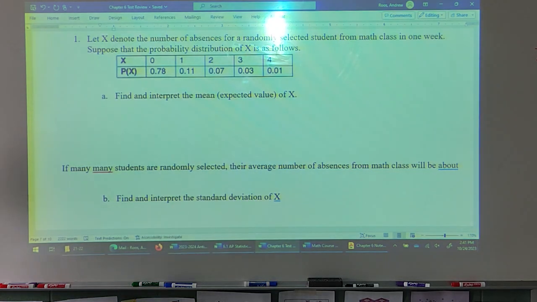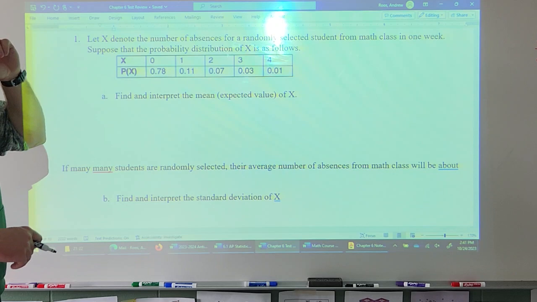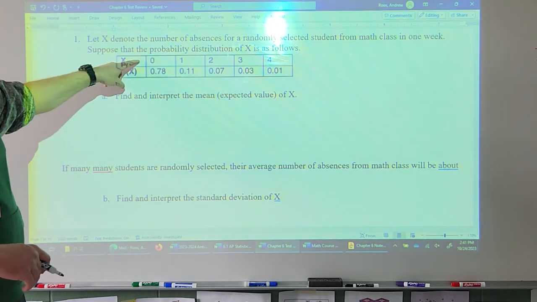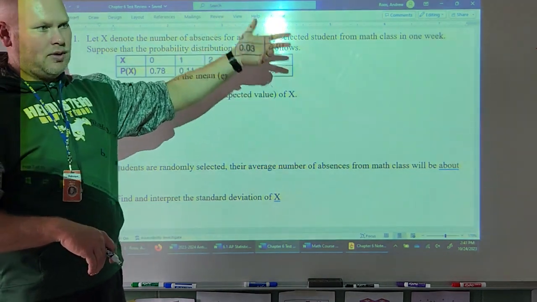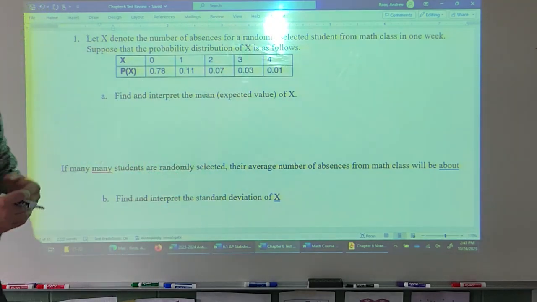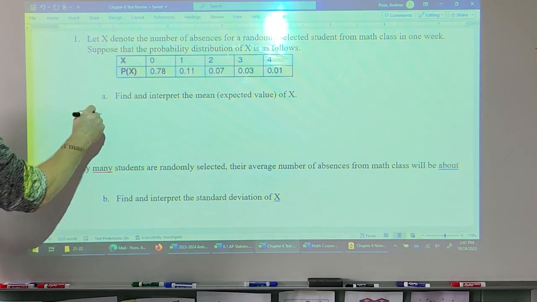So let X denote the number of absences for a randomly selected student from math class in 1 week. So we got a distribution of X. Find and interpret the mean or expected value of X. On a multiple choice, I would expect you to just put the X's into list 1, put these into list 2, do the one of our stats with L2 as the frequency list, and get the mean. No work required. On a free response, you must show the first calculation and the last calculation.